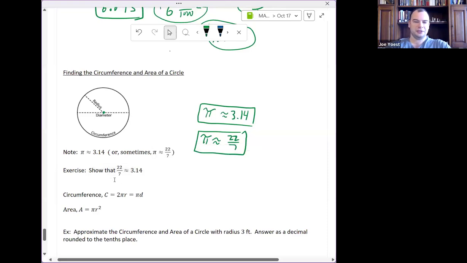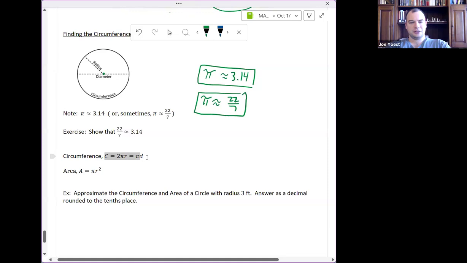As an exercise, write 22/7 as a decimal and show that it's approximately 3.14. Carry out that long division until you get 3.14, and you can show that that's approximately true.